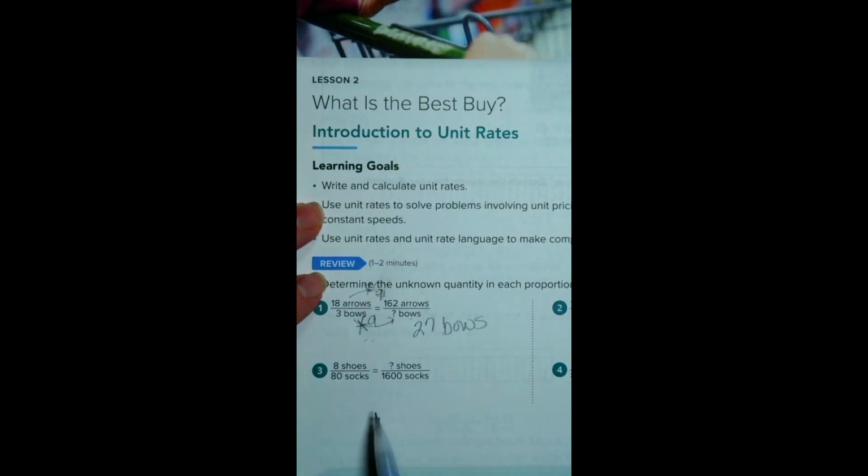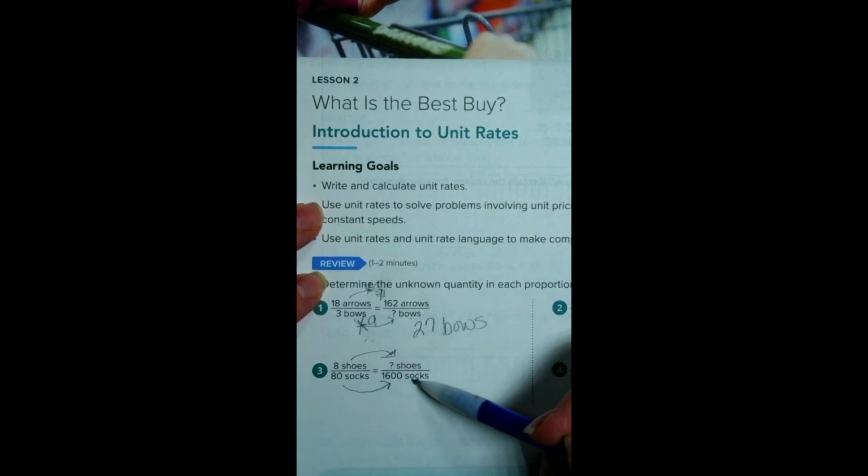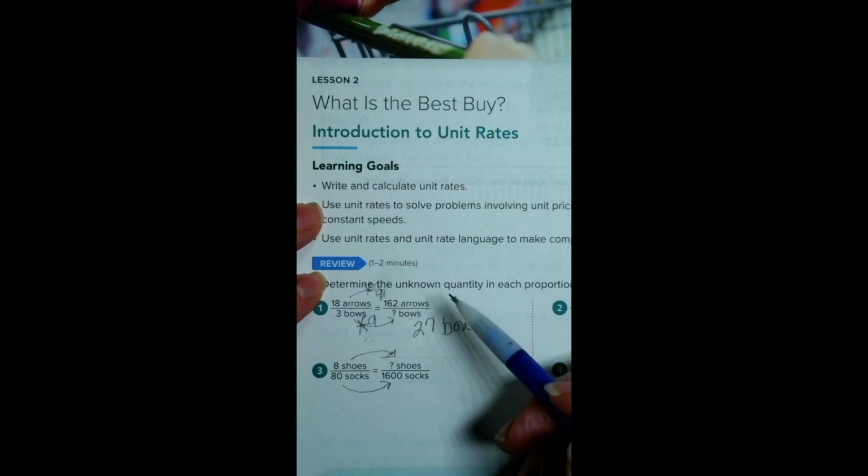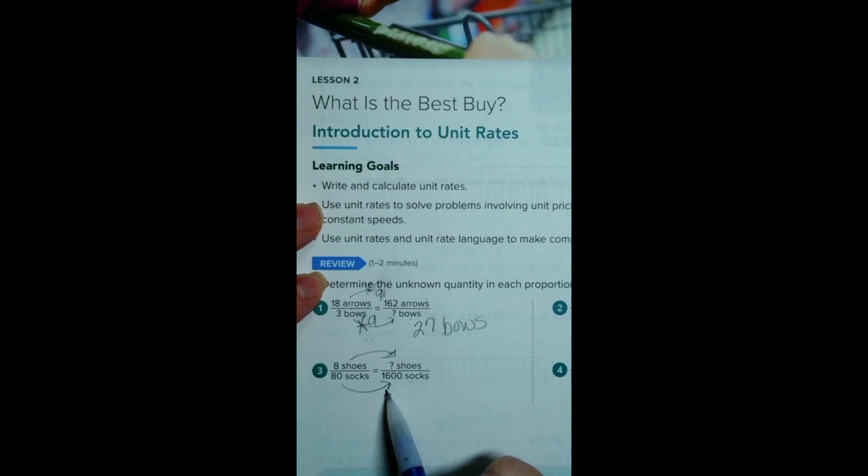Okay, down here, number 3. We're going from 8 shoes to a certain number of shoes when we know that 80 socks is an equivalent ratio with 1,600 socks. How many shoes would there be? So how do we go from 80 to 1,600? So if we divided them both by 10, we would have 8 to 160. So that's going to be a times 20.